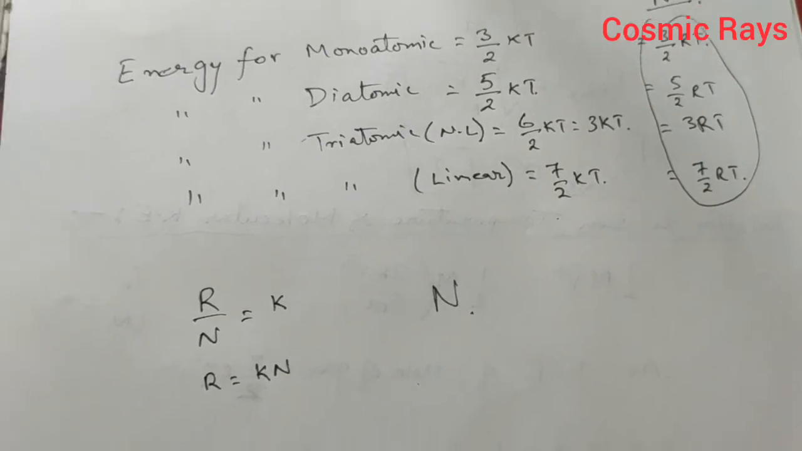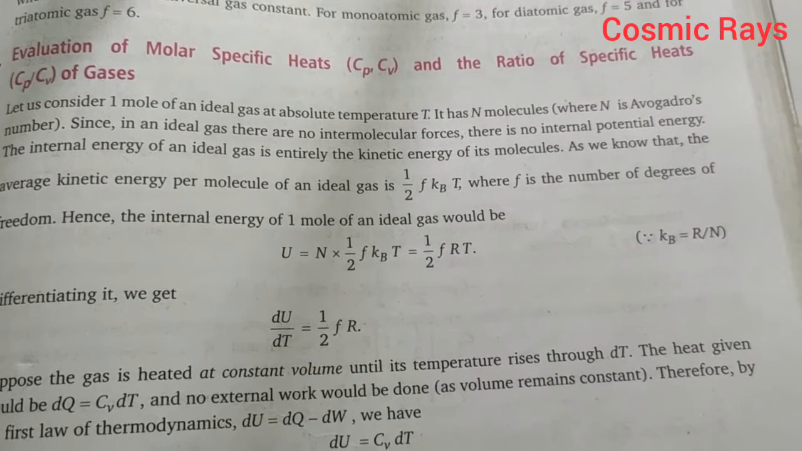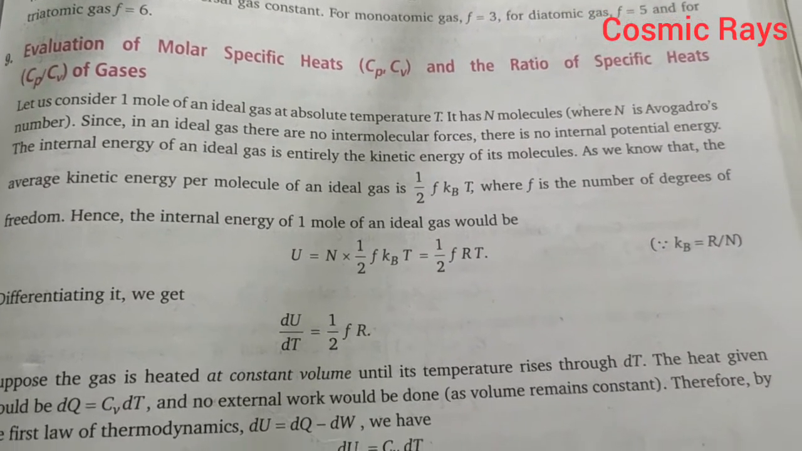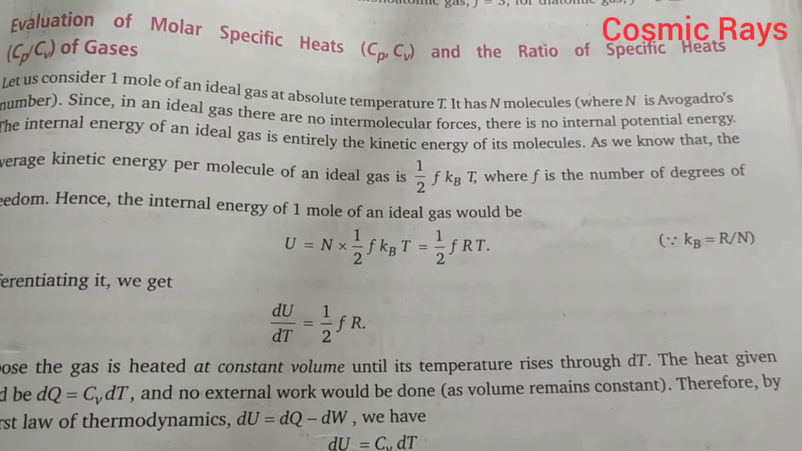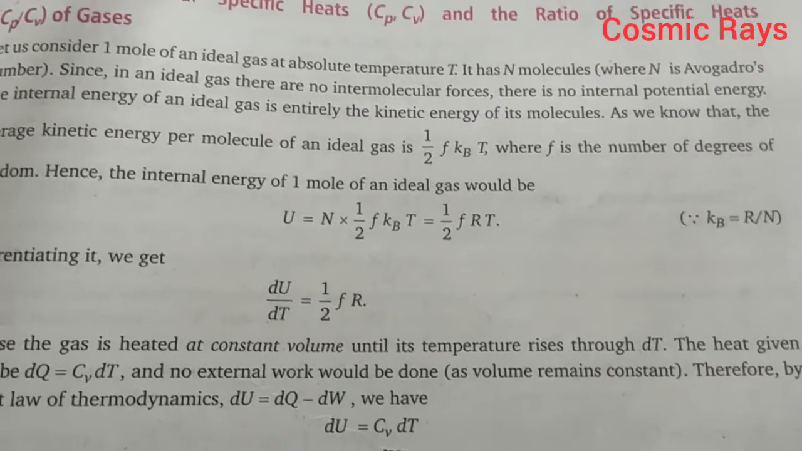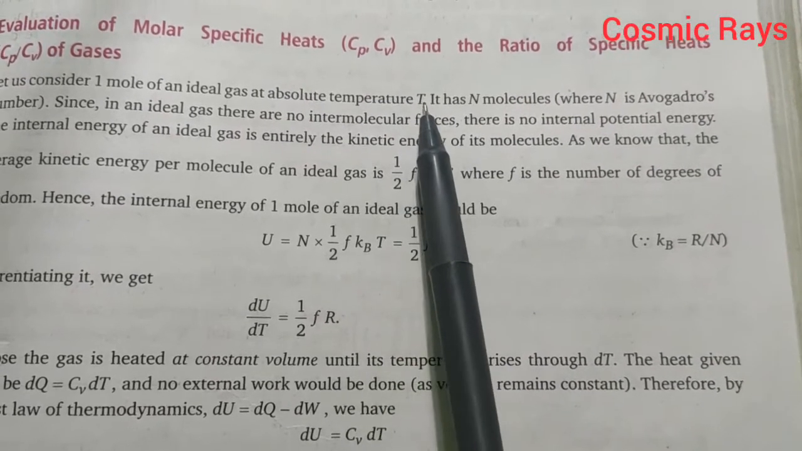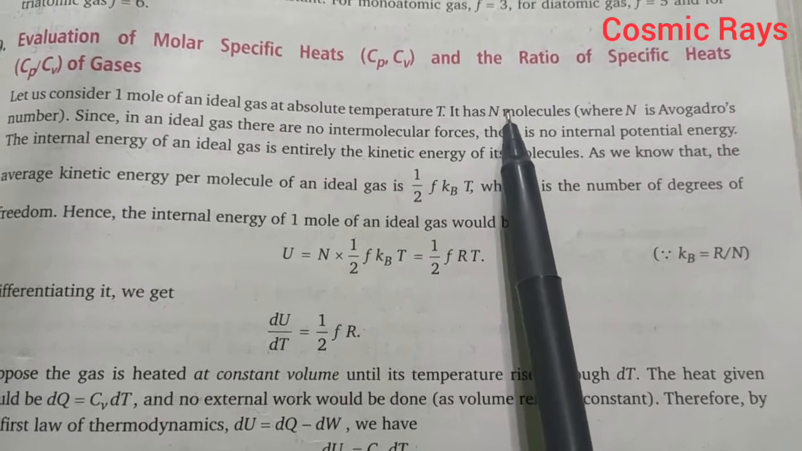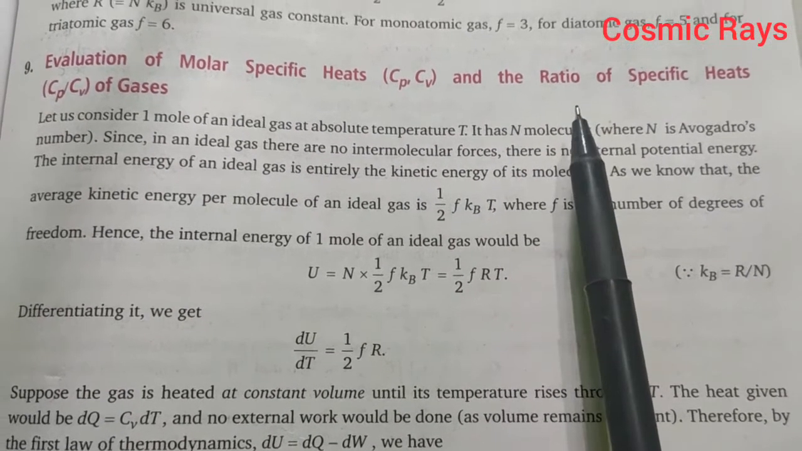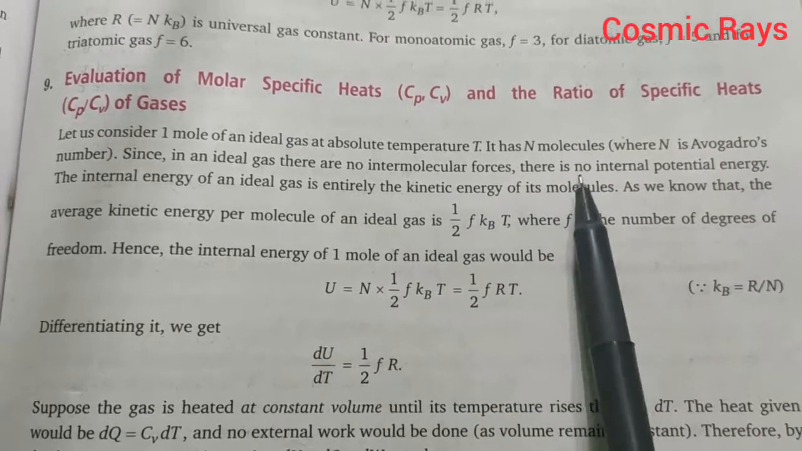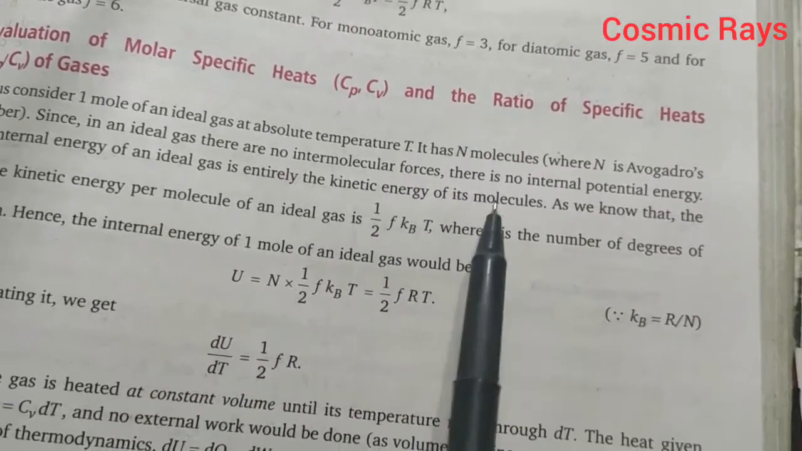Now we will see the evaluation of molar specific heats, that is Cp and Cv, and their ratio for gases, that is the ratio of Cp upon Cv. So what we do is, we consider 1 mole of an ideal gas which has the temperature T, and since it's 1 mole, there will be N number of molecules in the gas. And since this is an ideal gas, there will be no intermolecular forces, no internal potential energy, and the energy is totally kinetic energy.